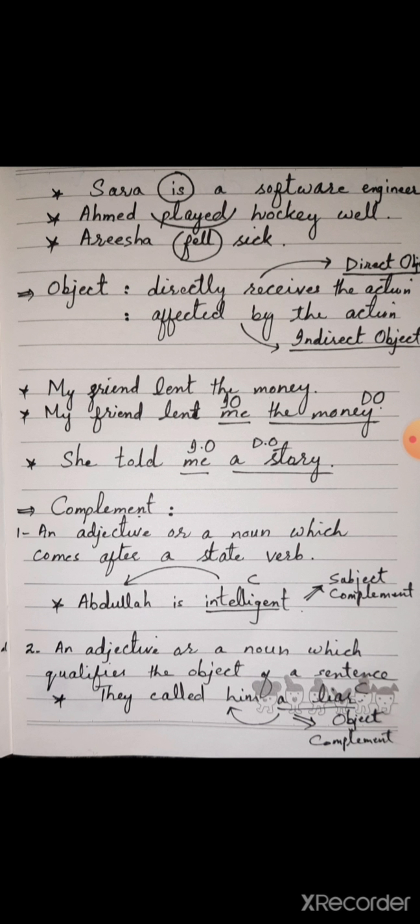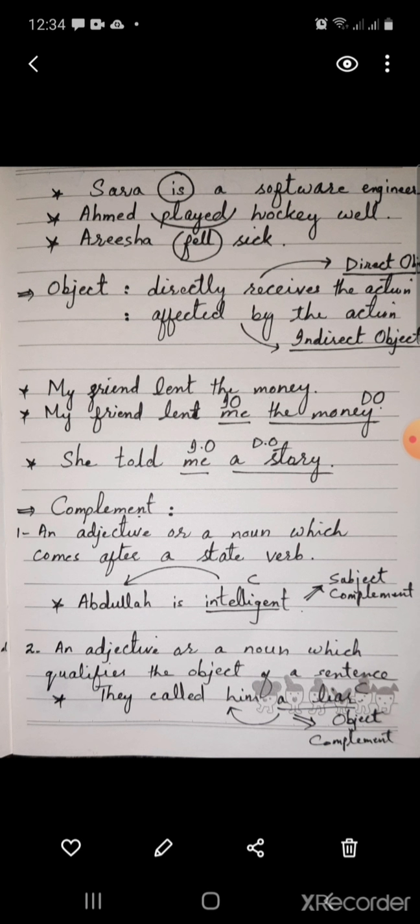And the second example is Ahmed played hockey well. So Ahmed played hockey well. In this sentence, the word "played" is actually a verb which denotes some action. What action did Ahmed perform? The action was that he played hockey well. So "played" is a verb which is showing some action.